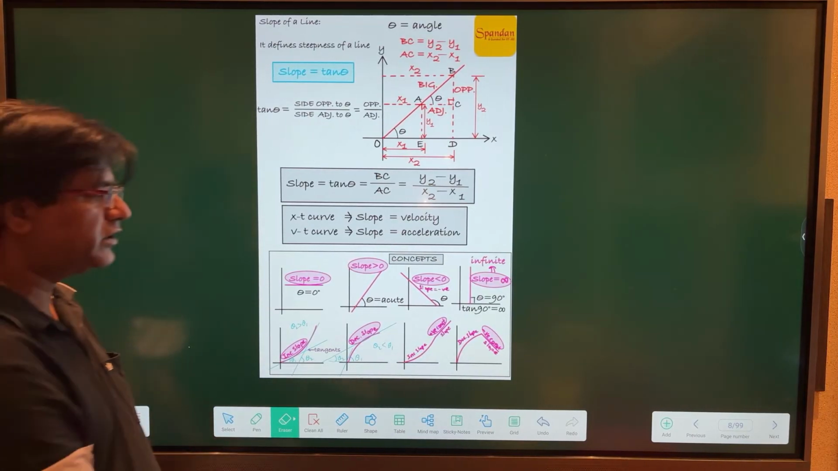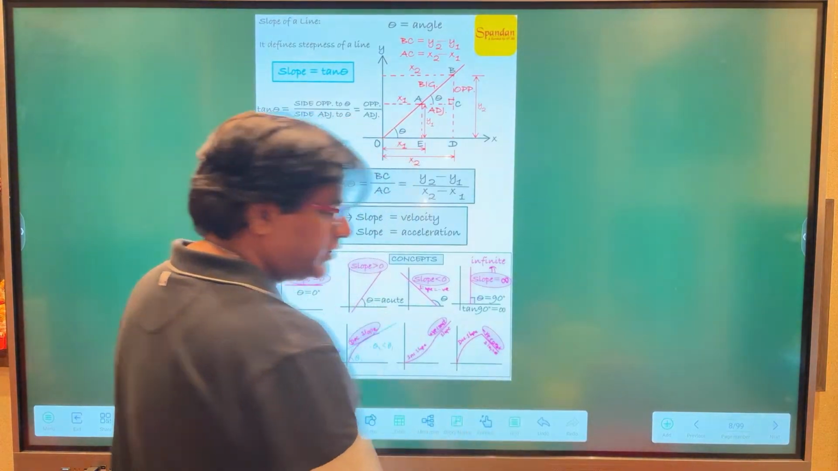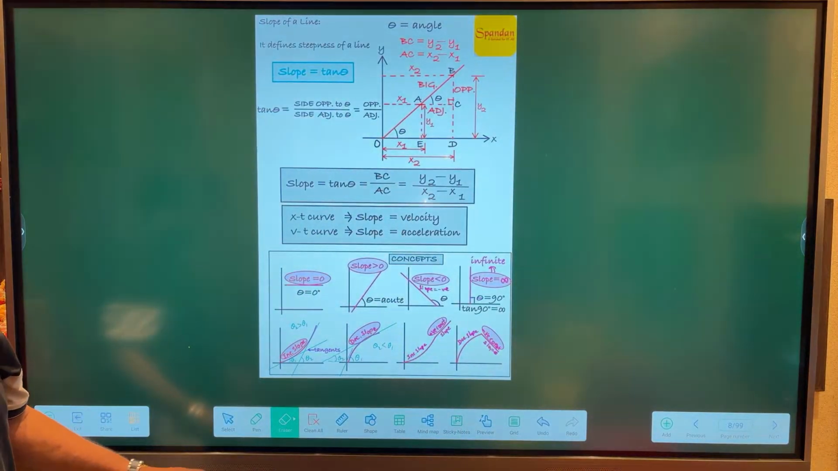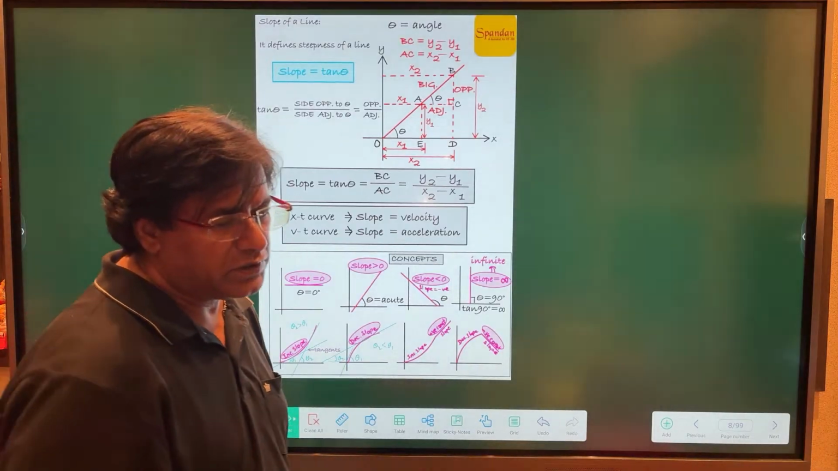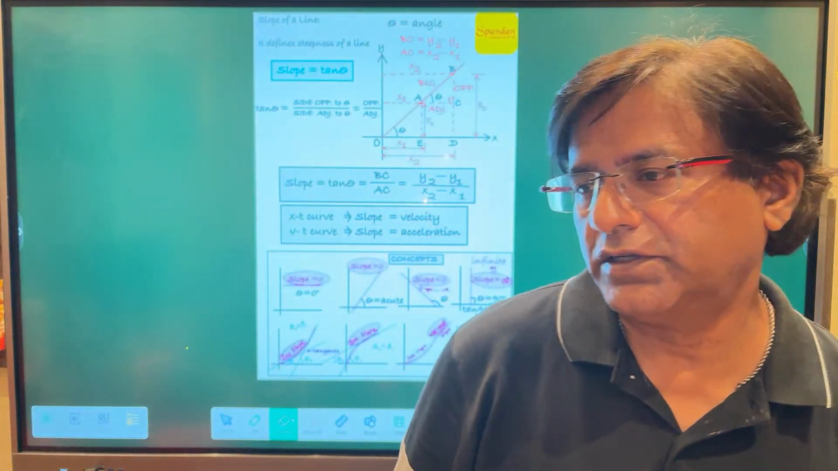Because this line is making an obtuse angle with the positive axis. Understand? Clear? So these are concepts related to the slope of a line.